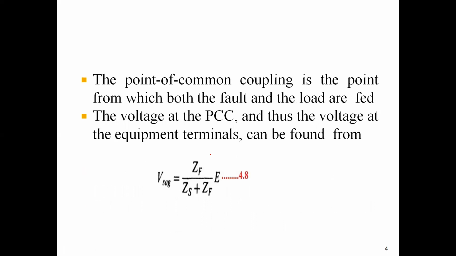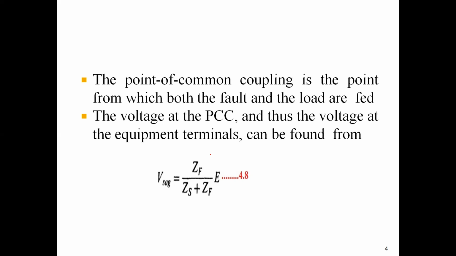You might recollect what the point of common contact is. The point of common contact, or common coupling, is the point from which both the fault and the load are fed. The voltage at the PCC, and thus the voltage at the equipment terminal, can be found by the equation, which is nothing but the sag, and it is given as ZF by ZS plus ZF into E. This is a simple voltage division method that we have applied.